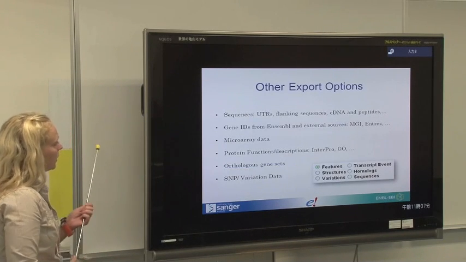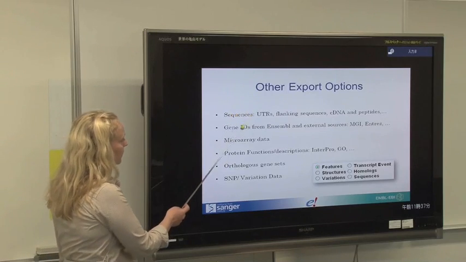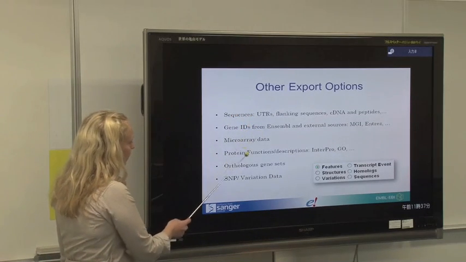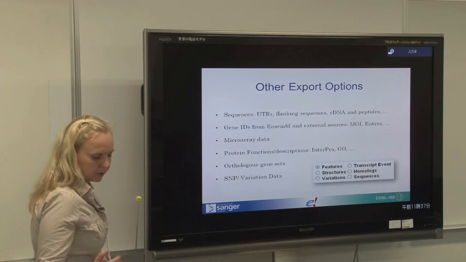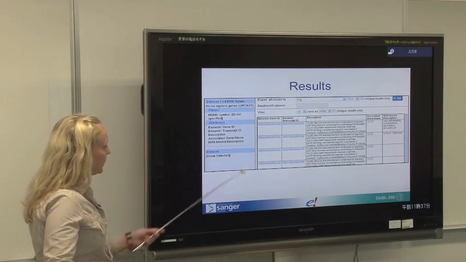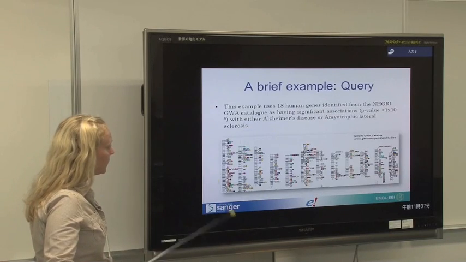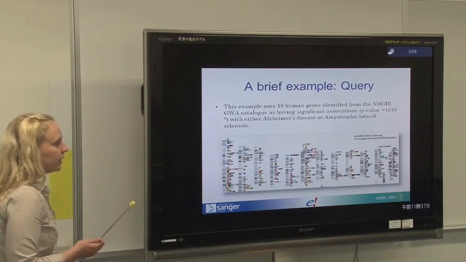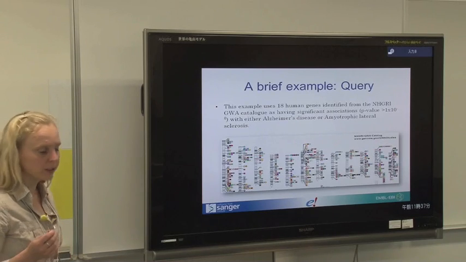The other export options, as I said, sequences, gene IDs, microarray data, orthologs, names, variation. The results can be either tabular or sequences. And now we go to the real example, which is on page 36.